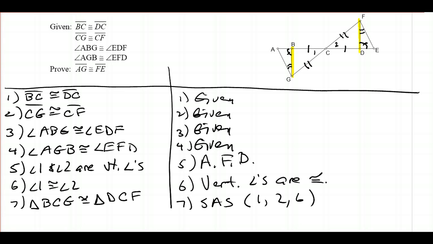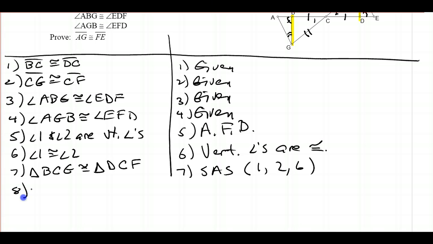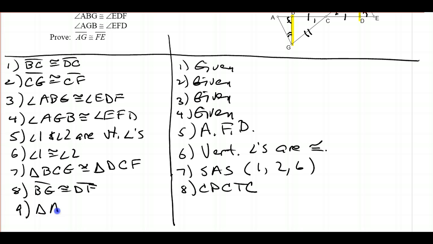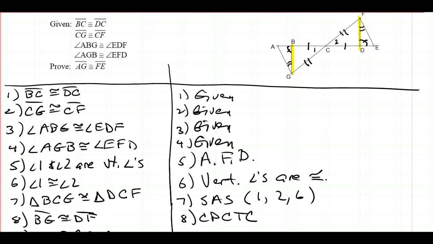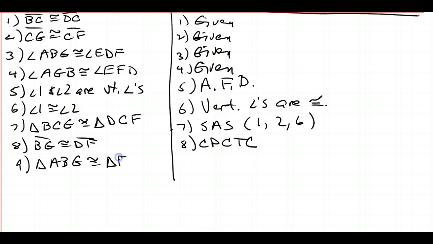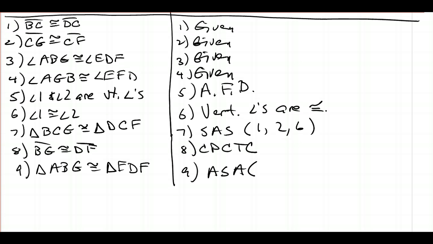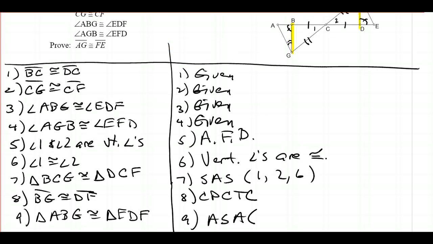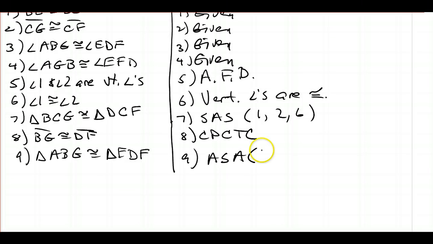So I've got BG and DF. BG is congruent to DF by CPCTC. And then I can prove that triangle ABG is congruent to triangle EDF. And this one is going to be by angle, side, angle. And let's see, my steps are going to be 3, 4, and 8.